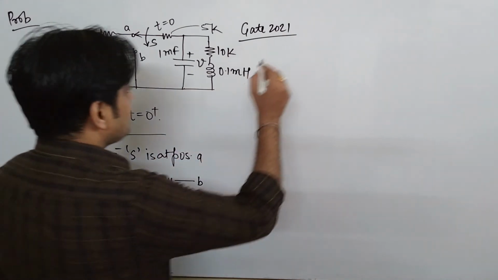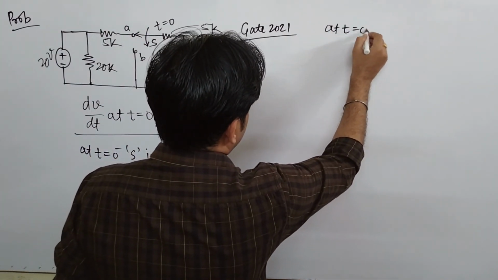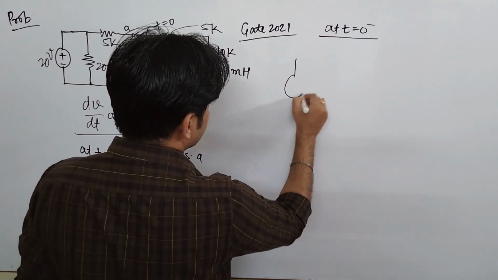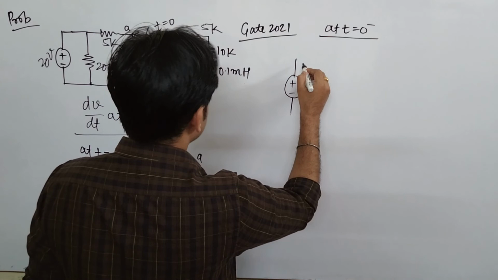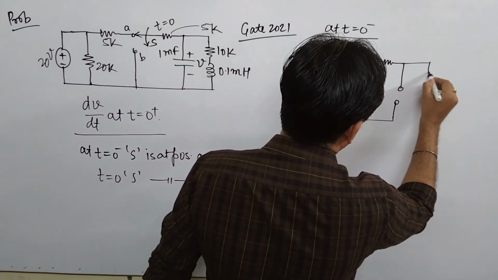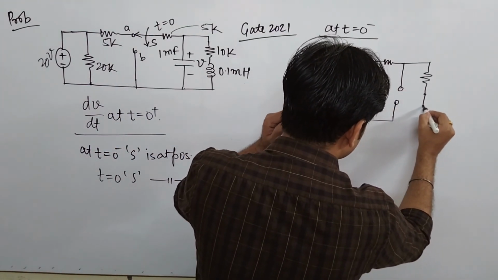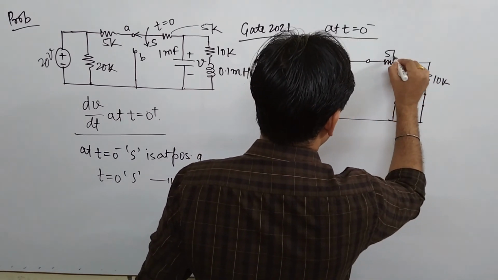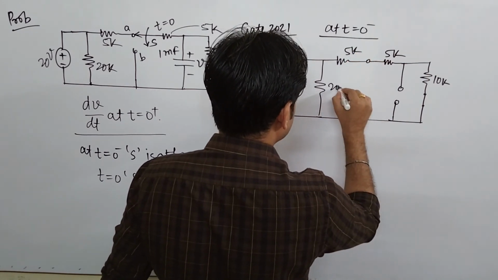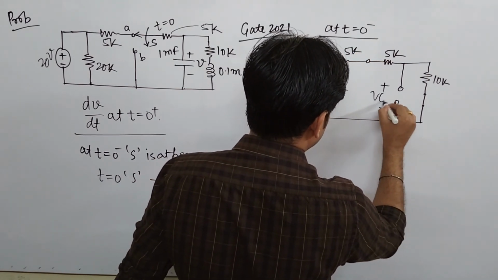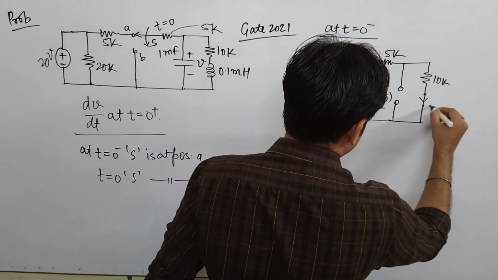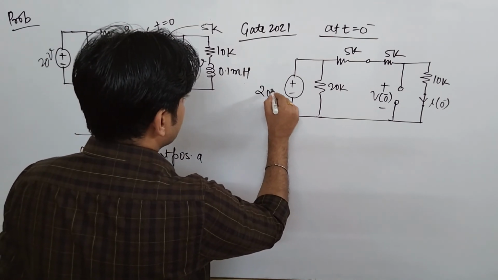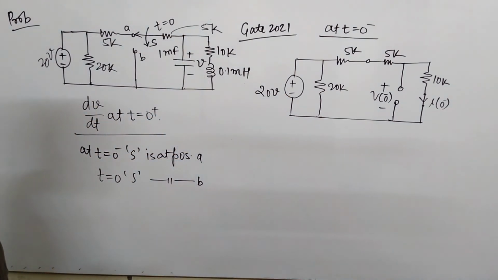If I draw this circuit at t equal to 0 negative, the switch is in this position, so your circuit will act like this. This is your 20 volt, the capacitor will be open circuited and your inductor will be short circuited. This is 10k, 5k, this is 20k. The voltage here is V0 negative. If I consider some current, this current is I0 negative because of the inductor, and this is 20 volt. So this is the condition at t equal to 0 negative.